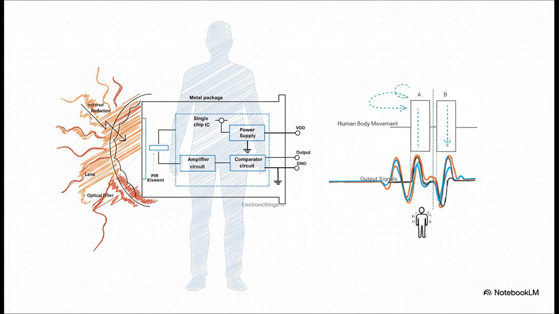Next up is the PIR sensor, which stands for passive infrared, and the key word there is passive. It's not sending anything out like the sonar sensor. It's just watching. It's looking for changes in infrared light, which is basically the heat that you and I and other warm bodies give off. Inside, it has 2 little sensing elements. When a person walks by, they create a change first in one element, then the other, and that difference creates a very specific electrical signal.